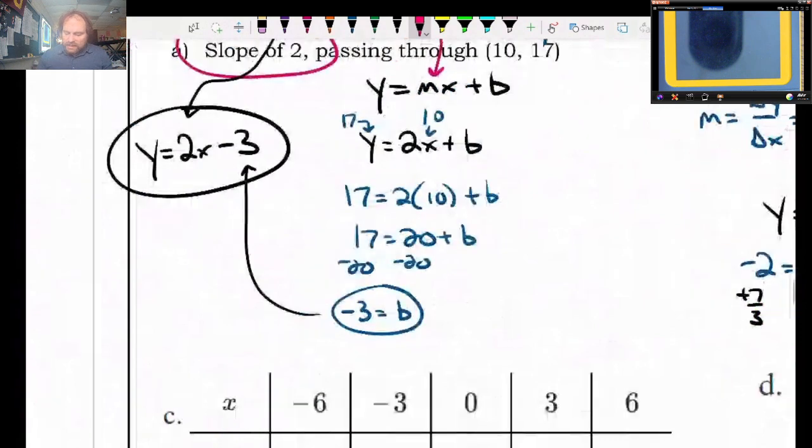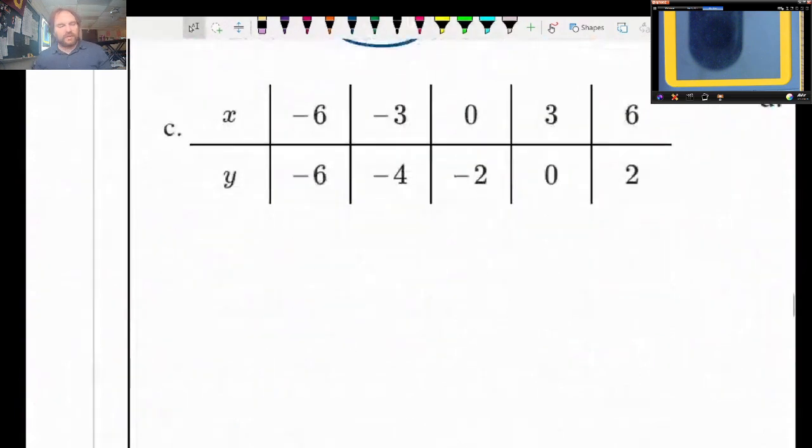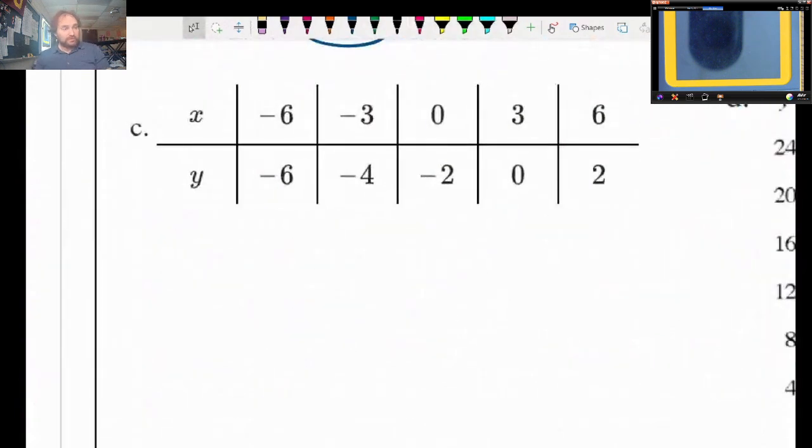Question C is even easier because of a lot of reasons. First of all, instead of giving us 2 points, they gave us 5 points, all arranged in a table. Excuse me, I'm hiccuping. There it is. They also just told us what the y-intercept is. B is negative 2, because when x is 0, that's your y-intercept.